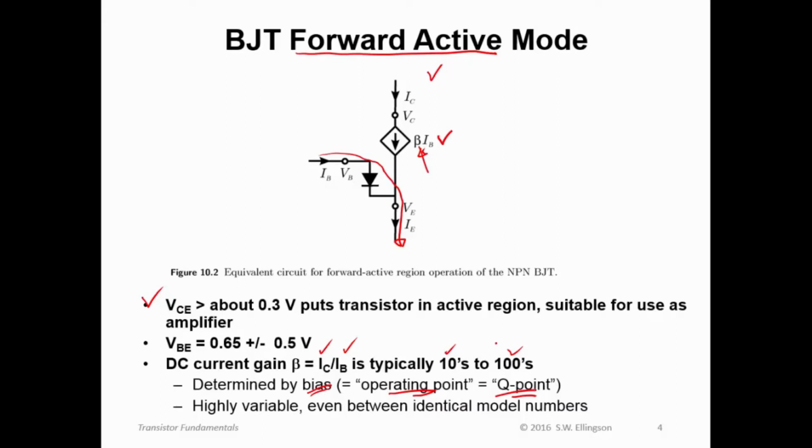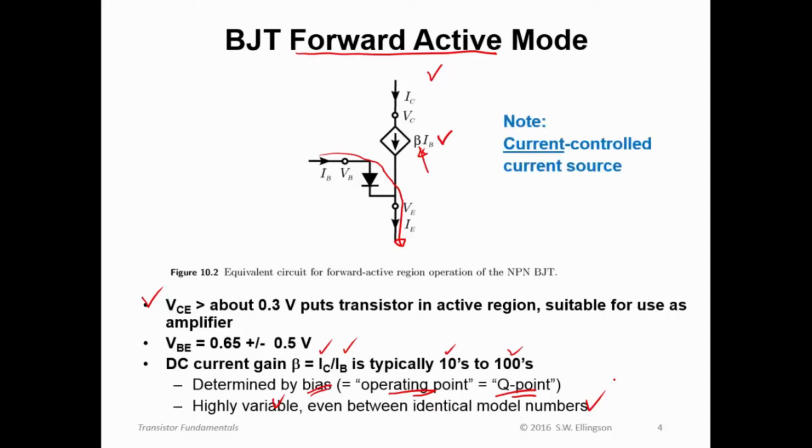The specific value of beta is highly variable, even between identical model numbers. So you can have transistors coming off an assembly line and the values of beta will vary significantly. So one of the difficulties or important things to do in an RF amplifier design is to make sure that the design is insensitive to the precise value of beta. So more on that in a future lecture.